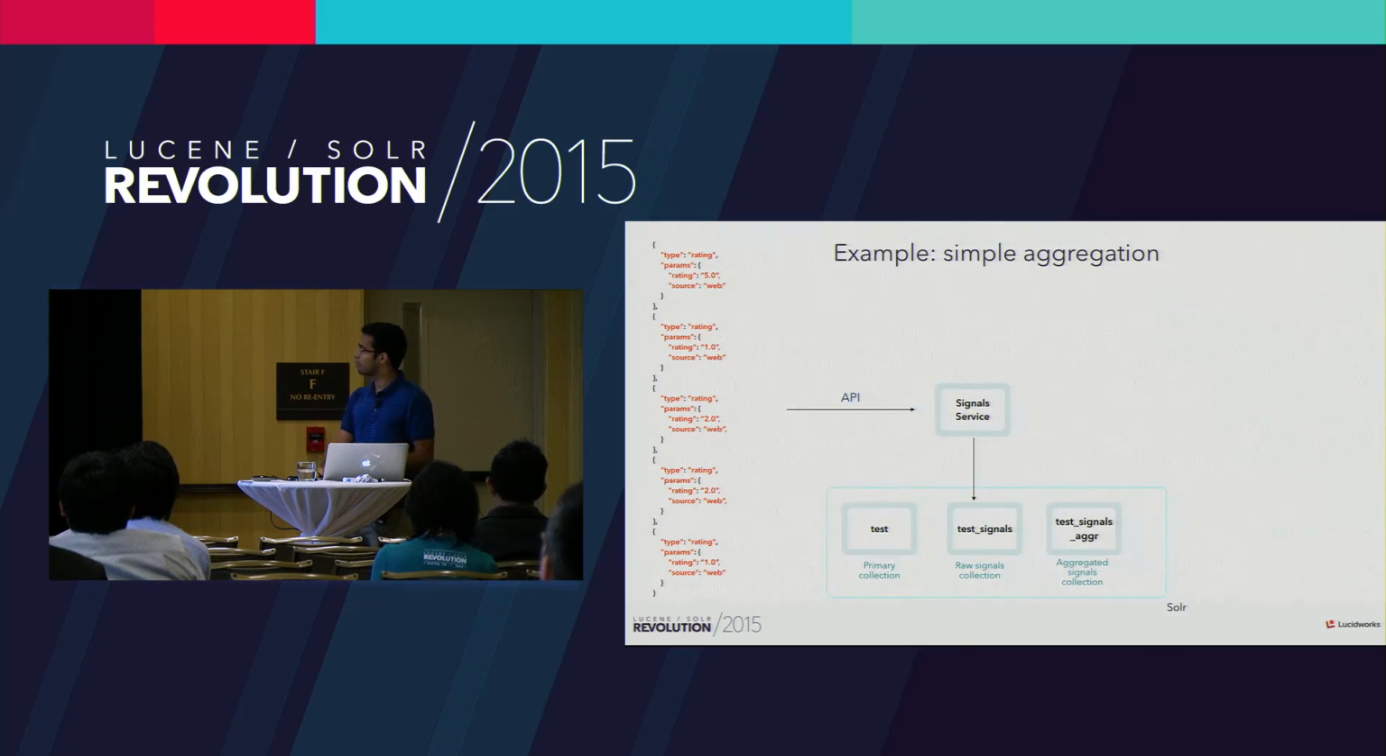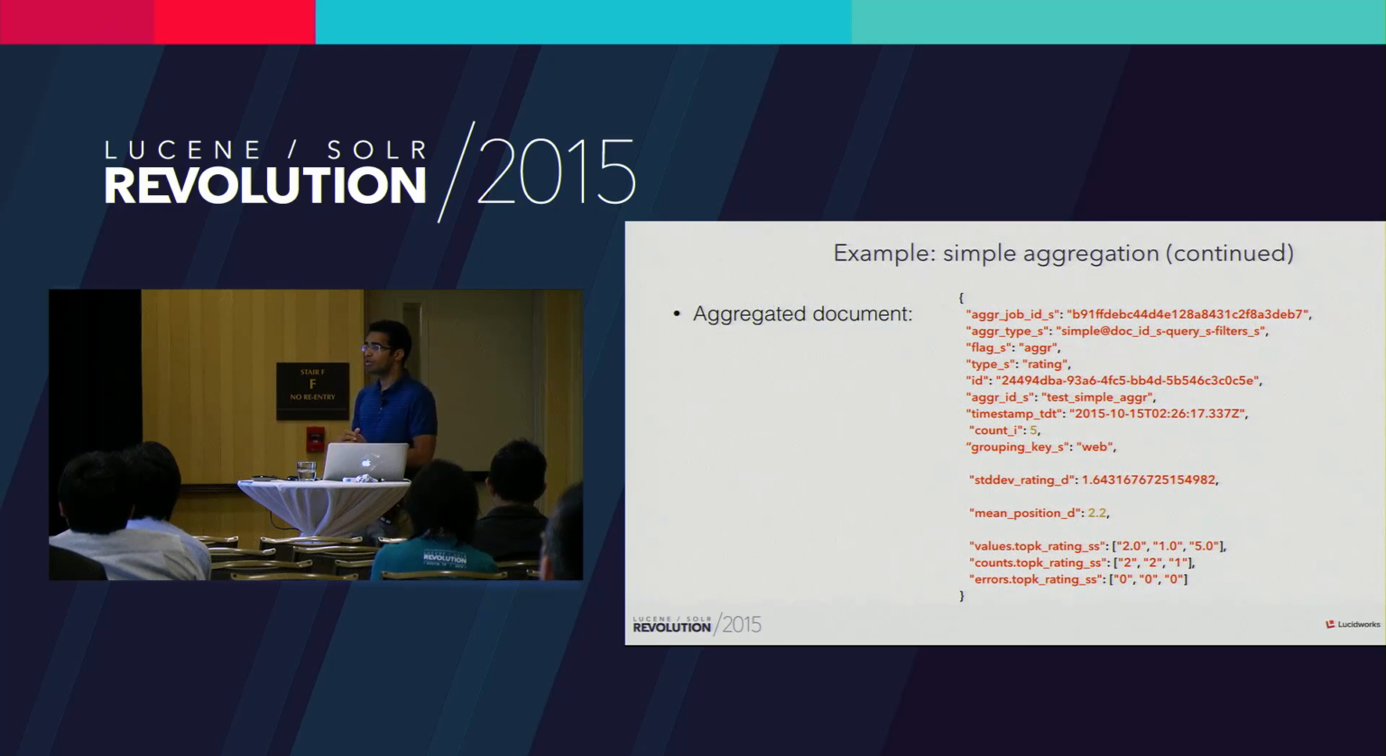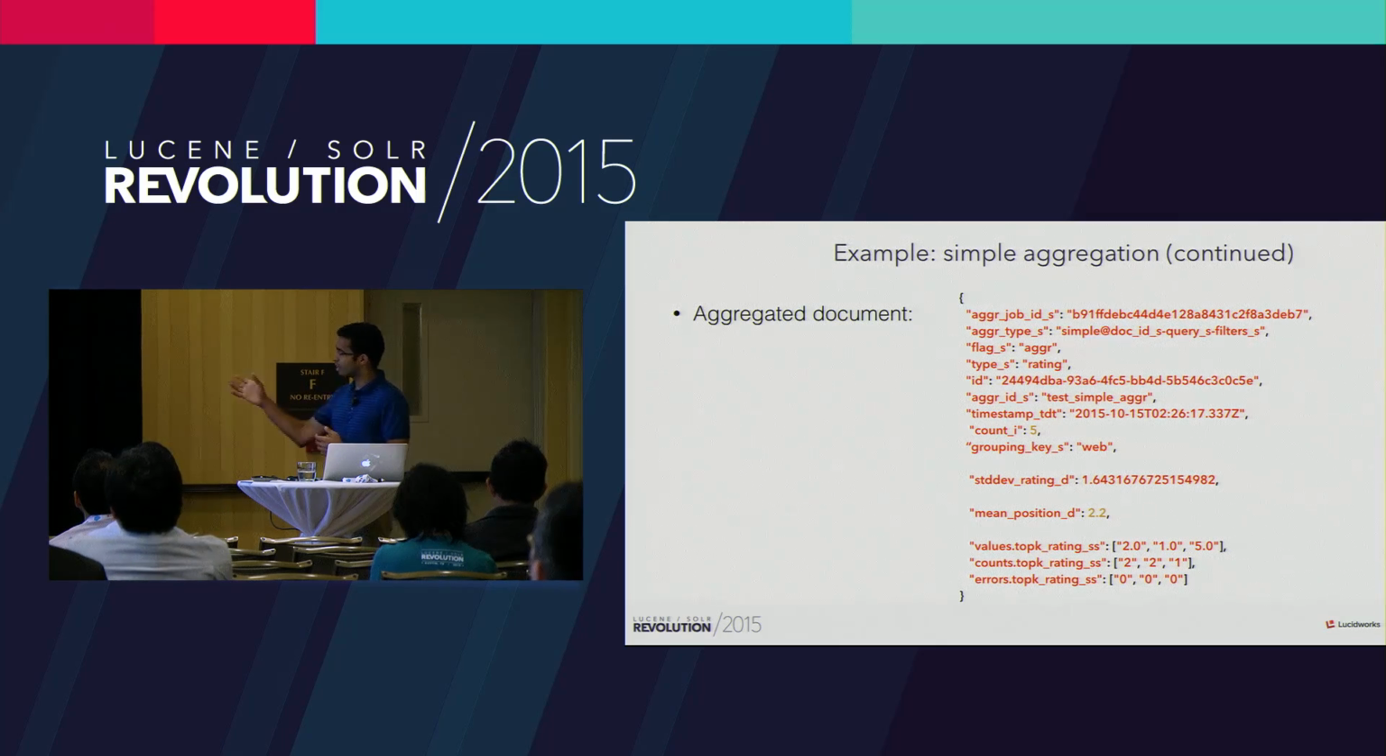For this example, let's see what the resulting document is. This is the final document that ends up in Solr. We have the job ID, the type of aggregation that we just did, and extra information called timestamp and count. Count represents how many raw events are aggregated into this event. In our example, it's 5, and the grouping key is here, the params source.